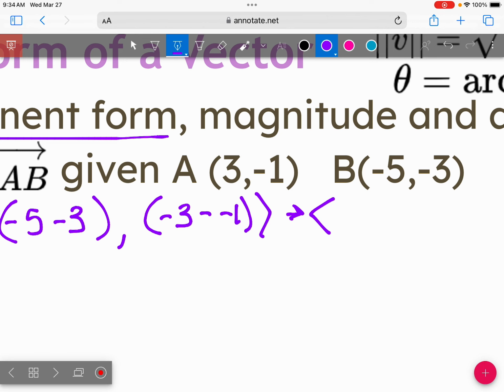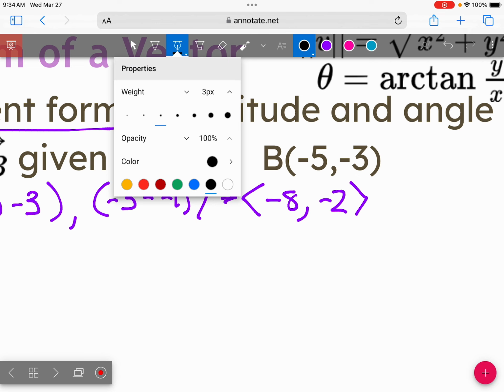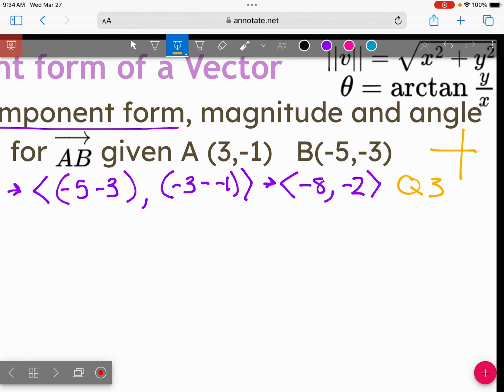-5 minus 3. -8. -3 minus -1. -2. That is the component form of this vector. What quadrant is this in? 3. Yeah. So we know if we were to sketch this out, it would be somewhere down here, because my x and my y are both negative. That means we're in quadrant 3. That's how we know that.